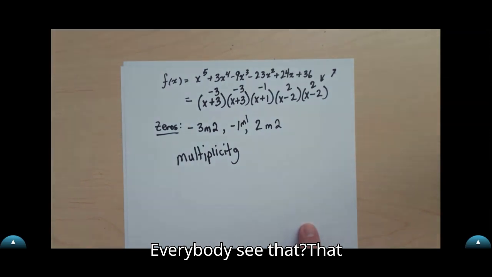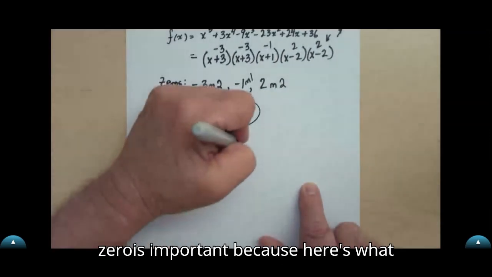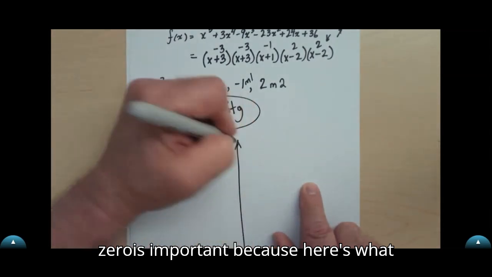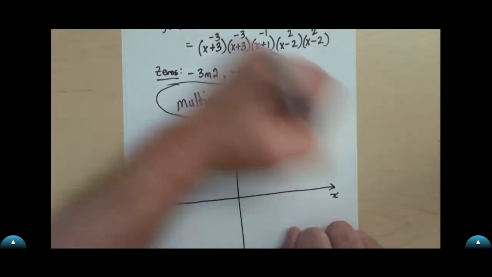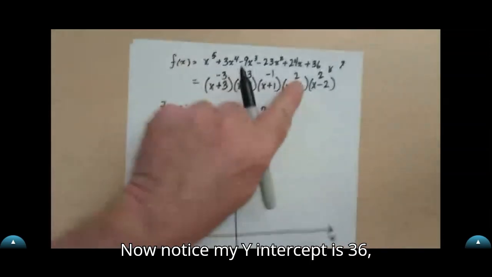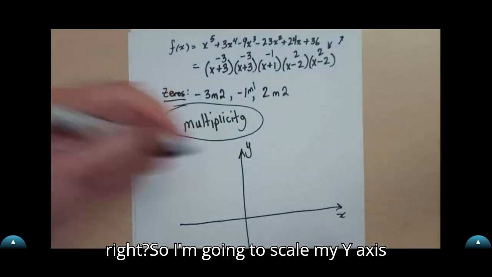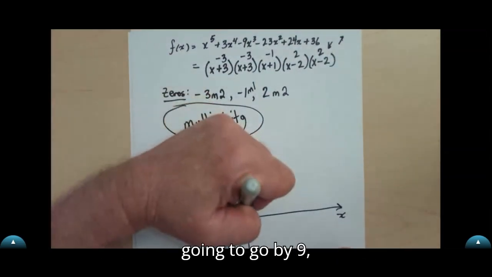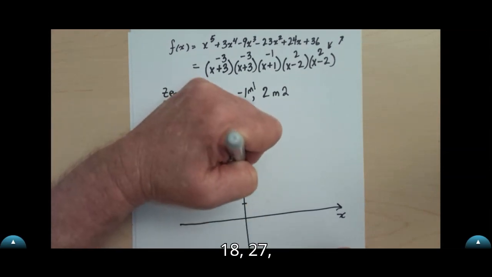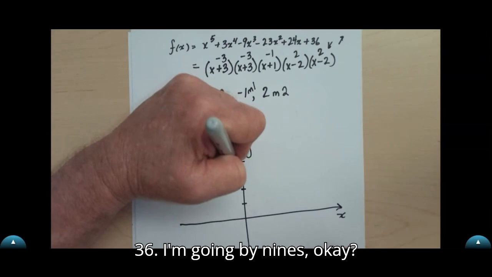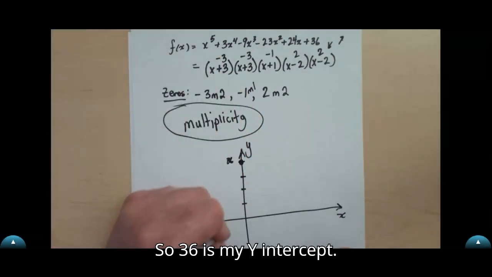Everybody see that? That multiplicity, the multiplicity of each 0 is important because here's what happens when I graph this thing. Now notice my y-intercept is 36, right? So I'm going to scale my y-axis and I'm just going to be cheesy. I'm just going to go by 9, 18, 27, 36. I'm going by 9s, okay? So 36 is my y-intercept.